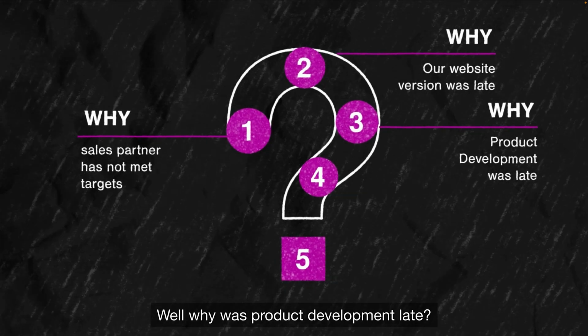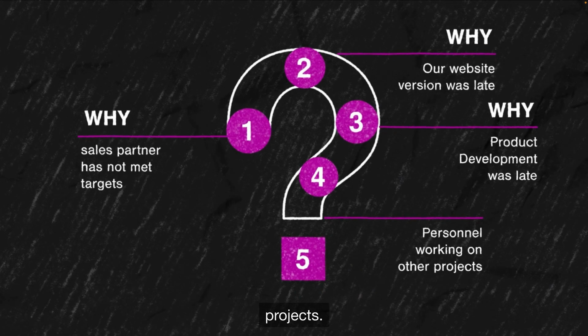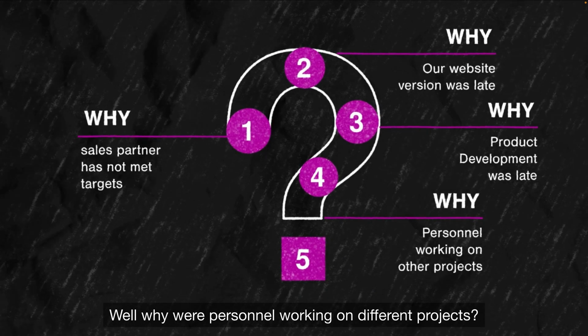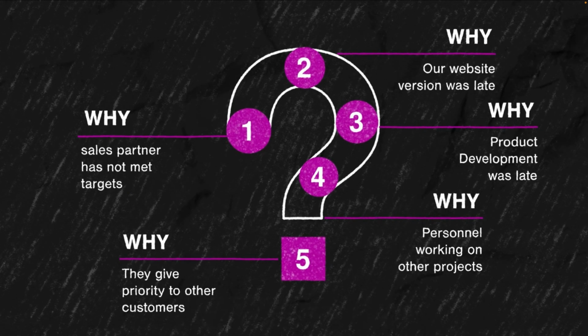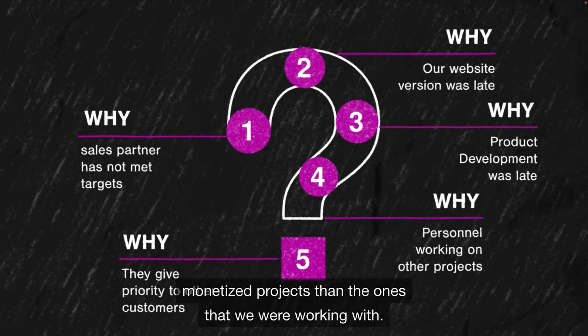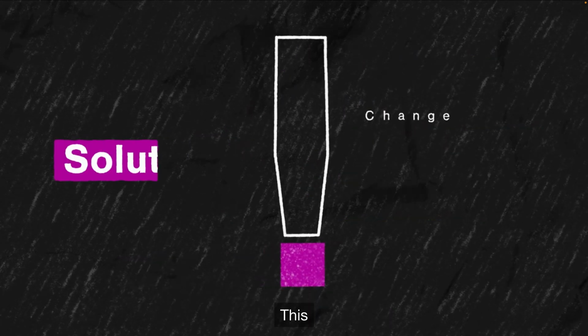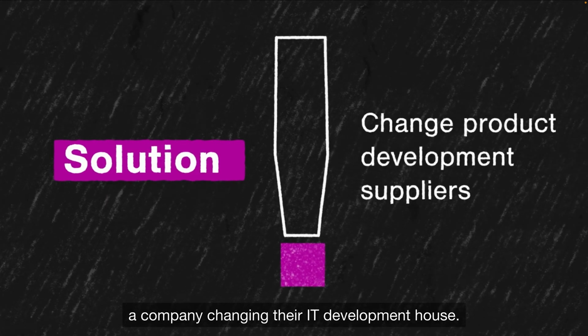Well, why was product development late? Because personnel are working on different projects. Well, why were personnel working on different projects? Because they were given priority to higher monetized projects than the ones that we were working with. This led to a company changing their IT development house.